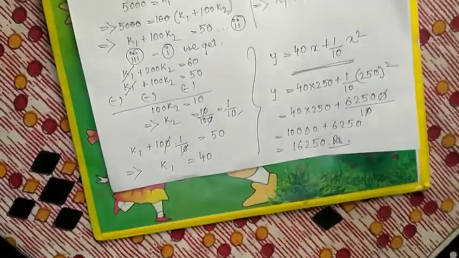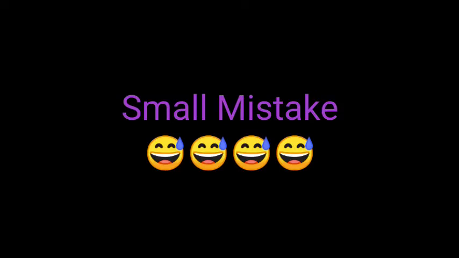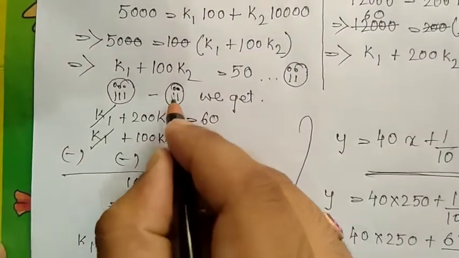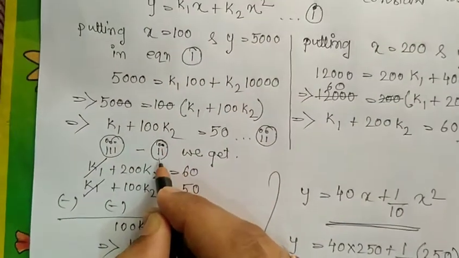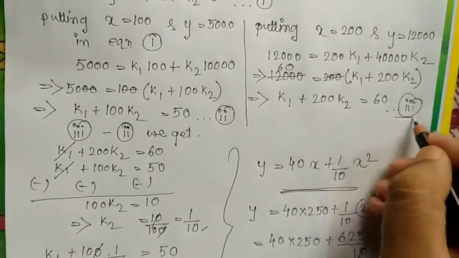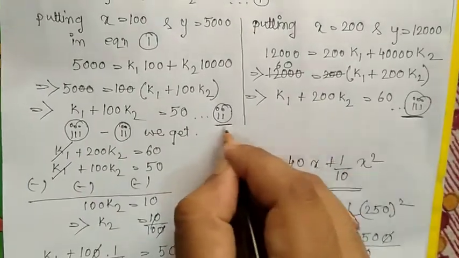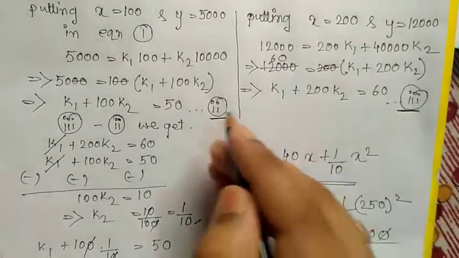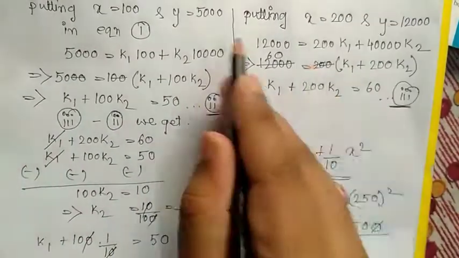Okay, once I check this sum, I assume I wrote that part 3 minus 1 wrongly. This should be 3 minus 2, this equation and this equation in the elimination process. Therefore, we can eliminate k1. That's why this should be 3 minus 2, not 3 minus 1. Okay.